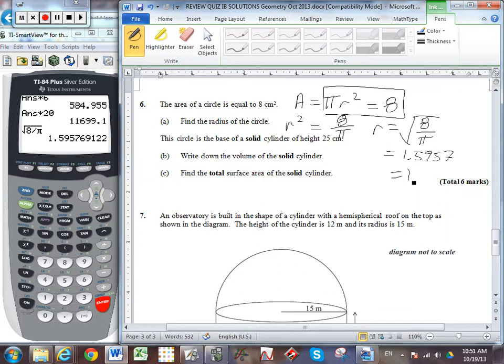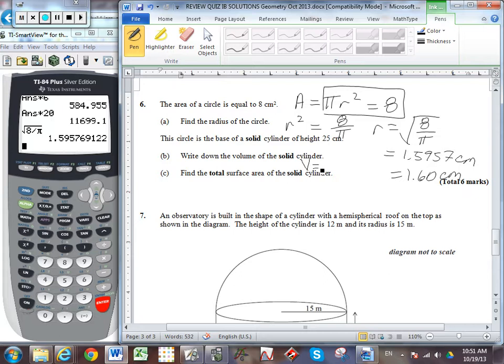And of course we could always round that to 3 significant figures, but don't forget units. In this case it's a length because it's a radius, so we're dealing with centimeters, right? The circle is the base of a solid cylinder of height 25. Write down the volume. Alright, we've done one of these already, haven't we?